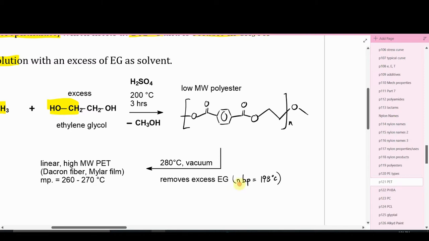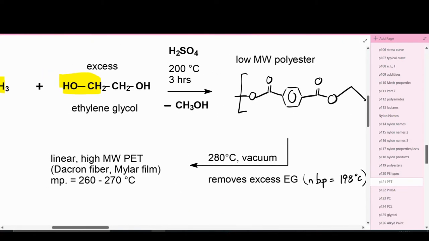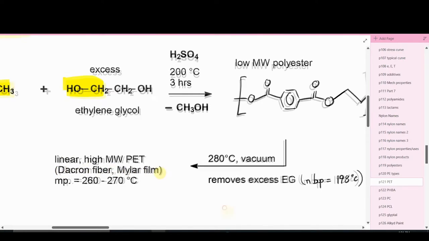Now, ethylene glycol's normal boiling point is about 200 degrees Celsius. Ethylene glycol is radiator antifreeze, so you can appreciate to boil that off is not going to be easy, hence the vacuum distillation. And under those conditions, we get a high molecular weight polyethylene terephthalate. We know it as Dacron fiber, mylar film, very high melting.